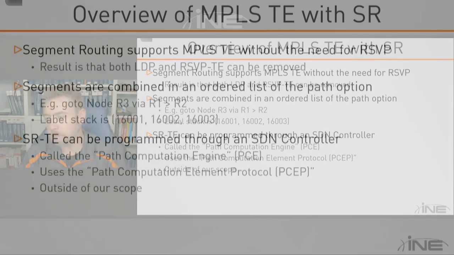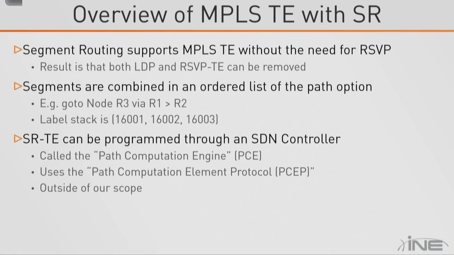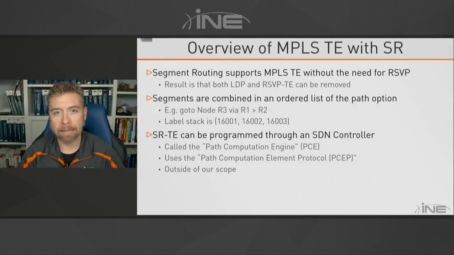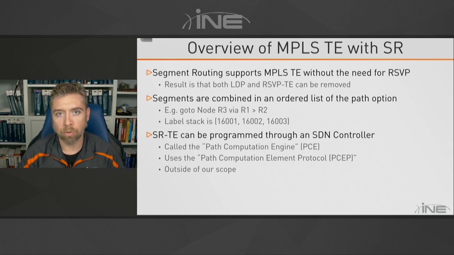Now, in our particular case, SDN with segment routing is going to be outside of our scope. So we're mainly just looking at this the same way that we've done traffic engineering in the past with MPLS, where we configure an MPLS TE tunnel and define the path option. The path option has our constraints. The only difference is that we're specifying we're using segment routing for that path option as opposed to just regular RSVP TE.